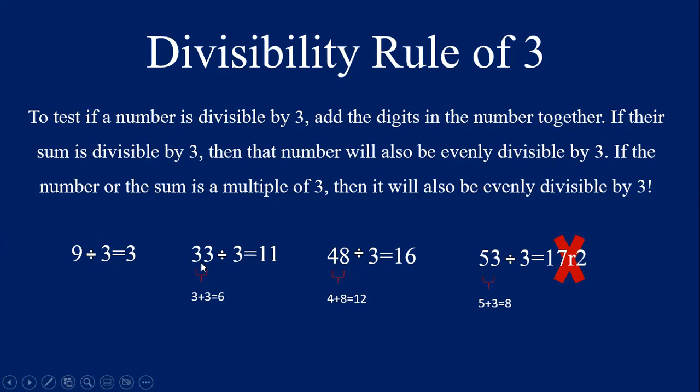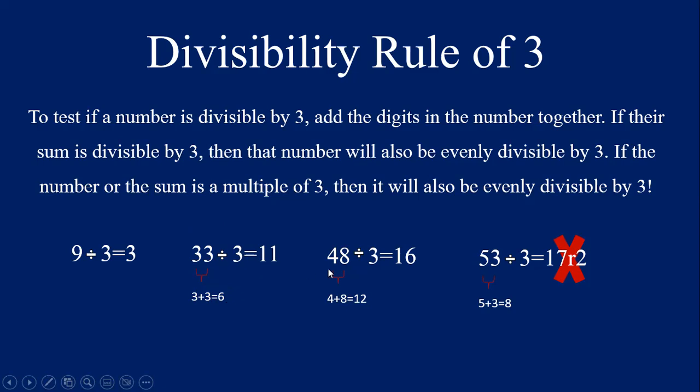How about 33 divided by 3? Well, instead of solving this out, let's just look at it first. And we're going to take the digits in the number 33, and we're going to add them together. So we're going to say 3 plus 3. Well, that's a 6. Is 6 a multiple of 3? 3, 6, 9, 12. Yes, 6 is a multiple of 3. So 33 will be evenly divisible by 3. And here's our answer of 11.